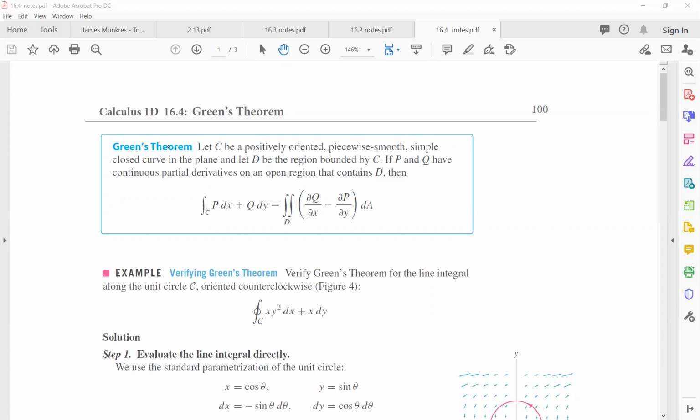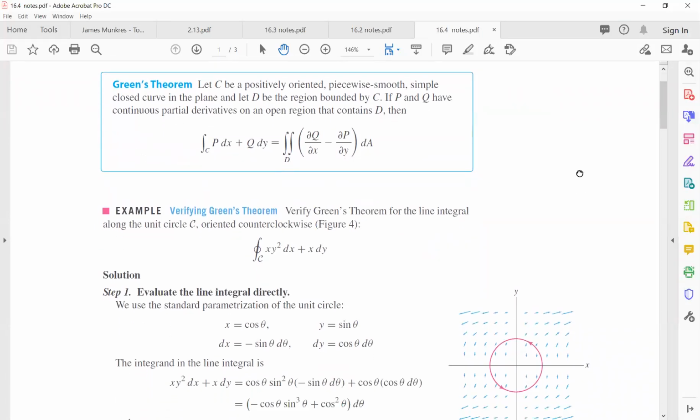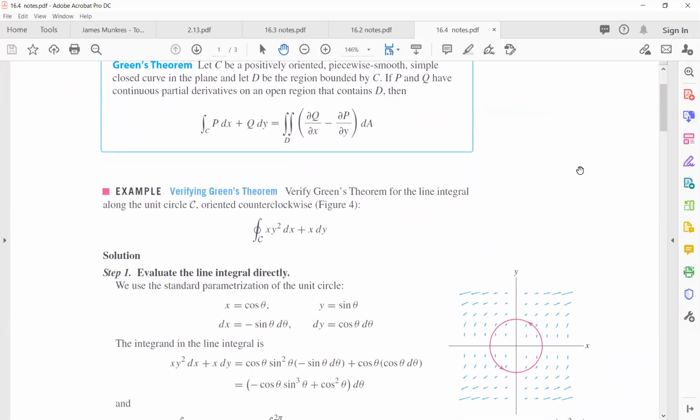So we can convert a line integral into a double integral. Let us take a look at one example, see what's going on here. Verifying Green's Theorem. Verify Green's Theorem for the line integral along the unit circle C, oriented counterclockwise, and you have x y squared dx plus x dy.